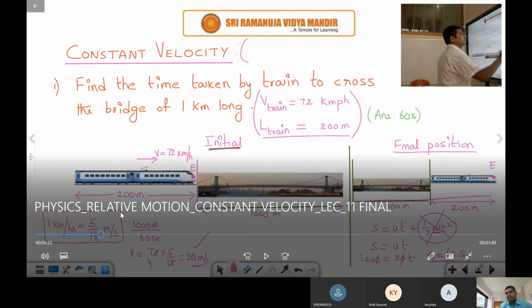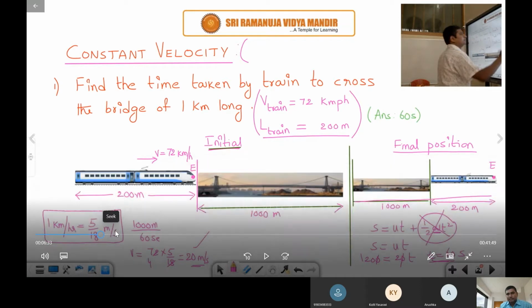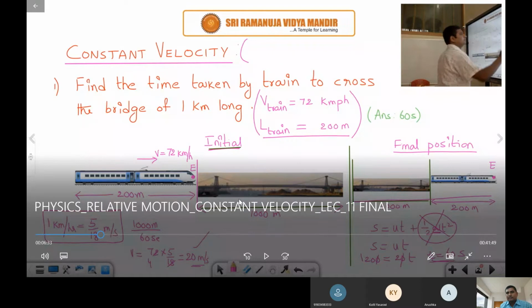Here generally the students make a mistake that the distance they'll take as 1000 meters, the length of the bridge. No, you have to include the length of the train also. That is an important point.